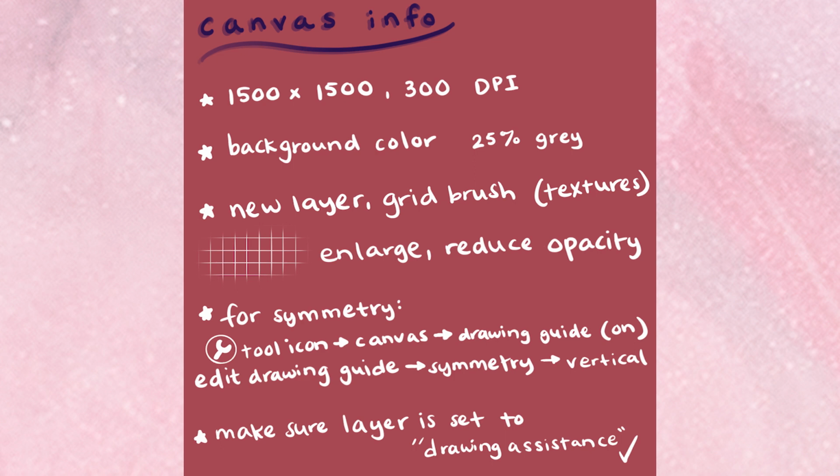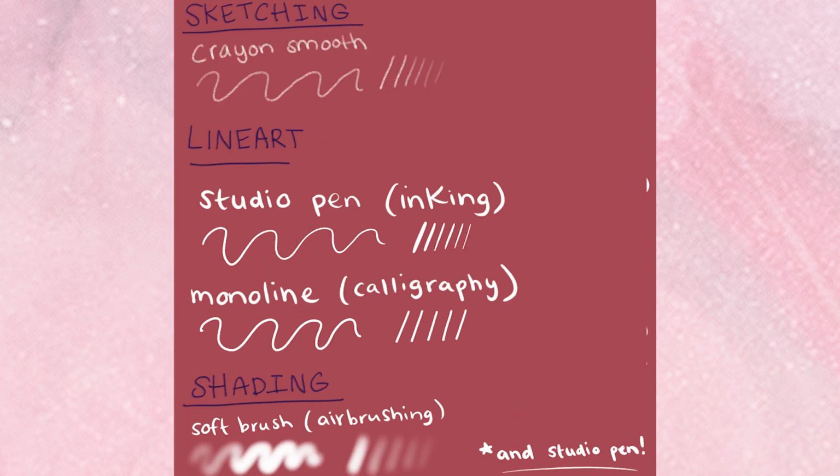If you feel like the symmetry tool isn't working for you, make sure that your layer is set to drawing assistance. It'll have a little check mark, and also make sure that you're working on the provided symmetry line. It's usually in the center of the canvas. If you find that that guide is a little bit difficult to see, you can actually go in and change the options for that. You can do a thicker line or a brighter color or whatever helps.